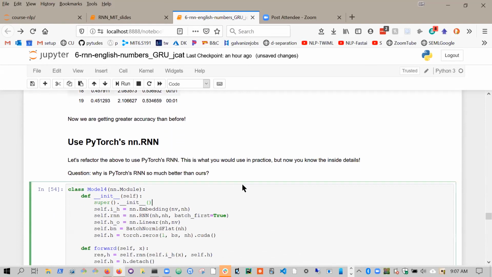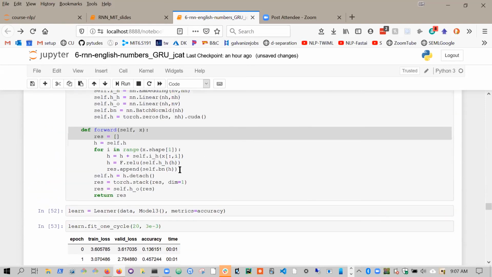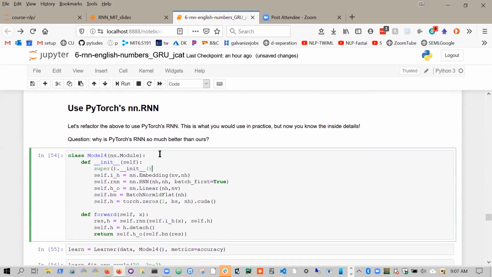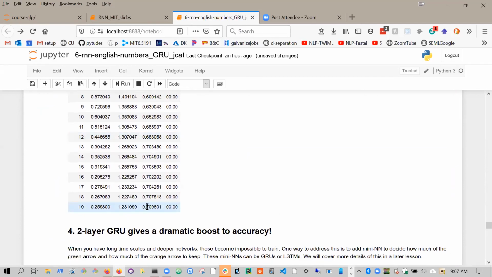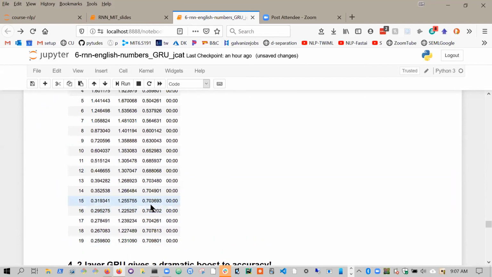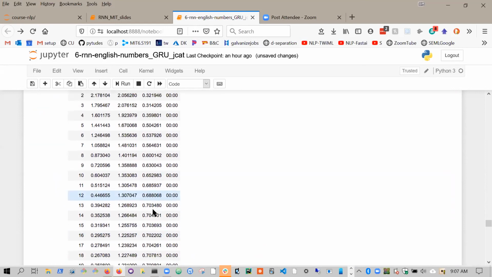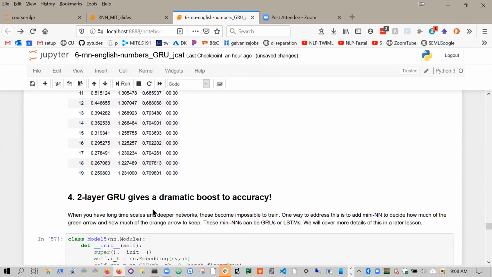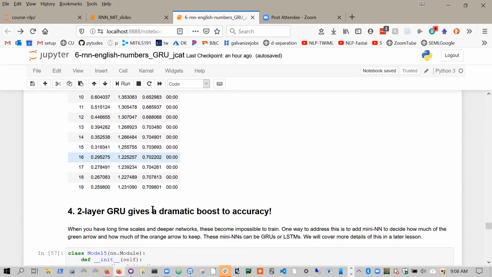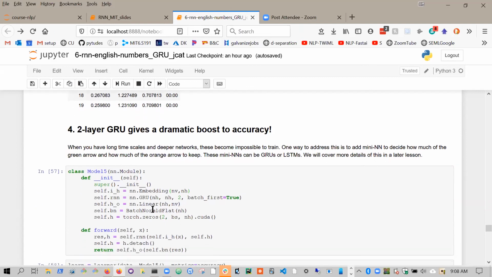Okay, now he says, all right, we built our own RNN here. Now let's use PyTorch's internal RNN. And so here's the code for that, model 4. Somehow it does a lot better. We had 53% accuracy, and now all of a sudden with PyTorch you get 70%. So one question is, why does PyTorch do so much better? I don't have the answer to that question, but that's interesting.